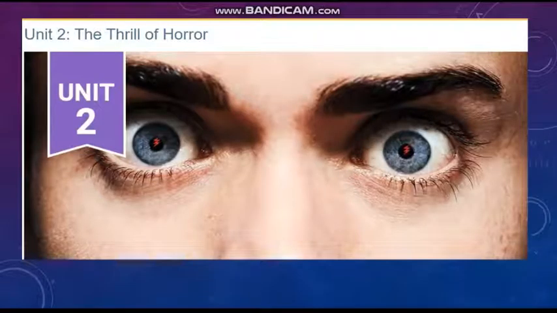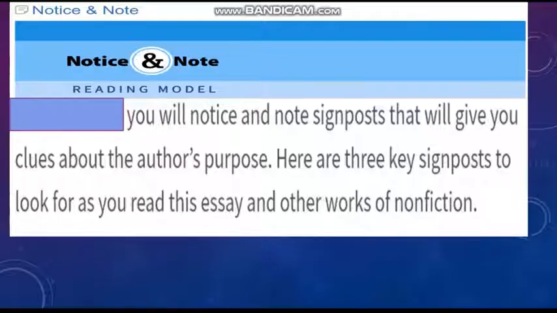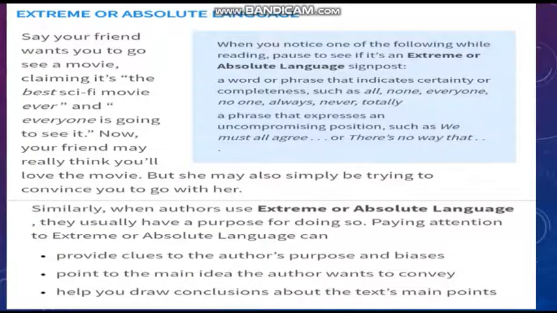The thrill of horror. Let's see the Notice and Note signpost of this unit. You will notice and note signposts that will give you clues about the author's purpose. Here are three key signposts to look for as you read this essay and other works of nonfiction. The first signpost is extreme or absolute language.